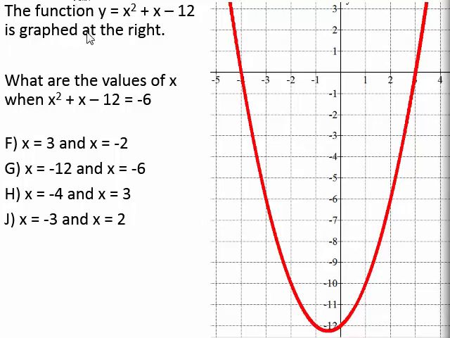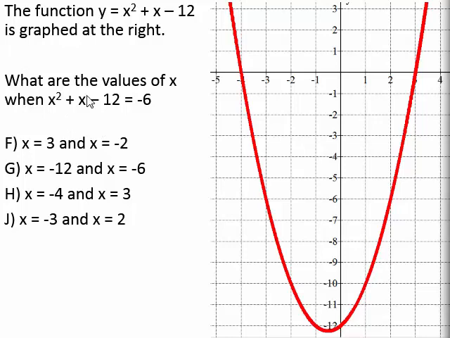Let's take a look at this problem. The function y is equal to x squared plus x minus 12 is graphed at the right. So here's a graph of that equation. What are the values of x when x squared plus x minus 12 equals negative 6?